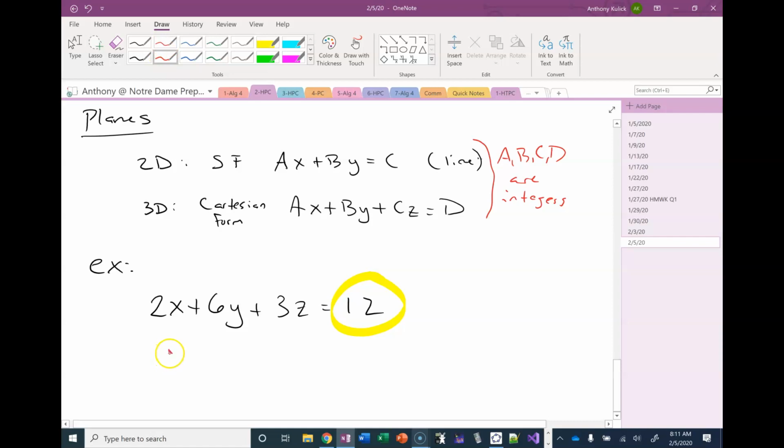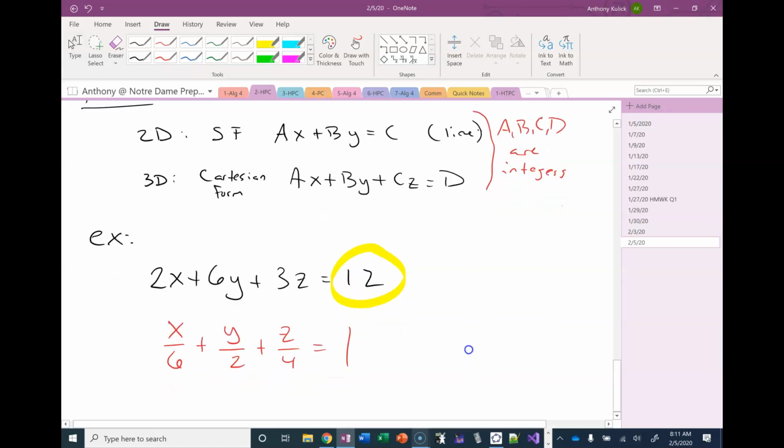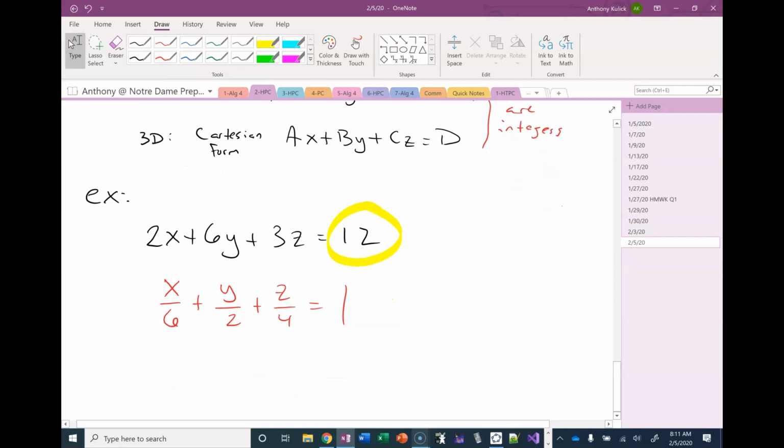If I divide both sides by 12, I get x over 6 plus y over 2 plus z over 4 is equal to 1. Is everybody okay with how I got these fractions here? 2 over 12 reduces to 1/6. 6 over 12 reduces to 1/2. 3 over 12 reduces to 1/4. Is everybody okay there?